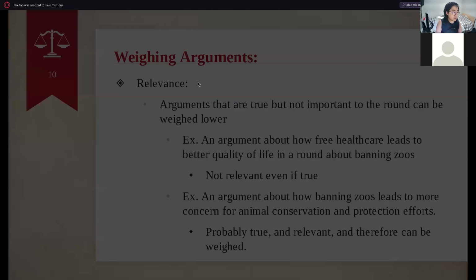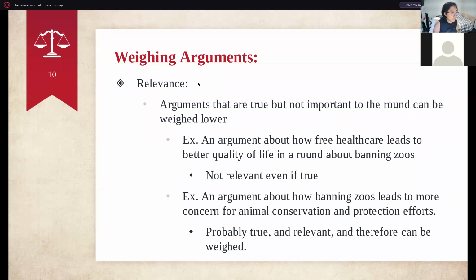The next is relevance. Relevance is about arguments that are true, but unclear as to how important they are when weighing them in your evaluation of the round. For example, an argument about how free healthcare leads to better quality of life in a round about banning zoos: sure, you can probably prove that free healthcare leads to better quality of life, and that argument's probably valid. But if the round is about banning zoos, then this is not relevant to the round, even if it's true, even if it has higher impact.